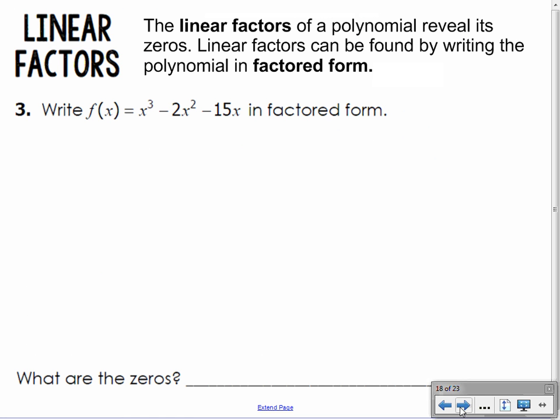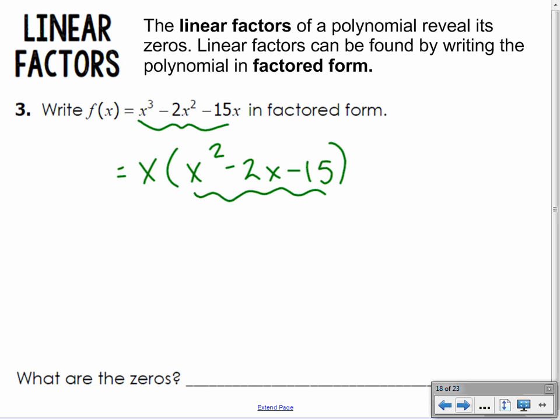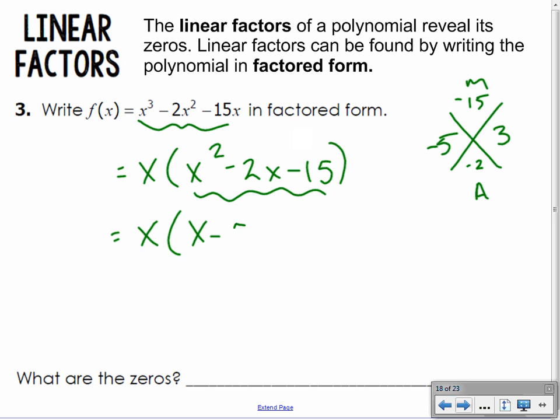Another way is we could factor and find the zeros. So let's say we have this function here. If I wanted to solve by factoring, we need to factor out a GCF first. So we'd factor out x. We're left with x squared minus 2x minus 15. And then from here, we have a quadratic trinomial that we can factor by thinking what two numbers multiply to -15 and add to -2. Well, those two numbers would be -5 and 3. So it factors into x minus 5 times x plus 3.